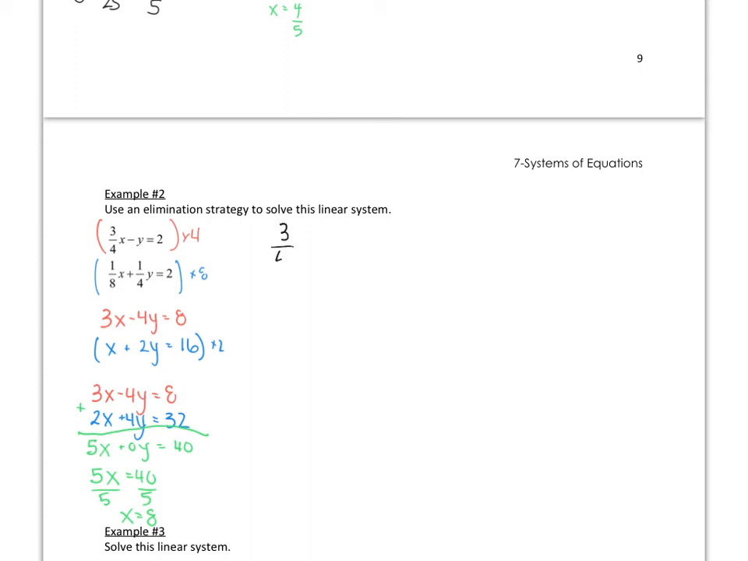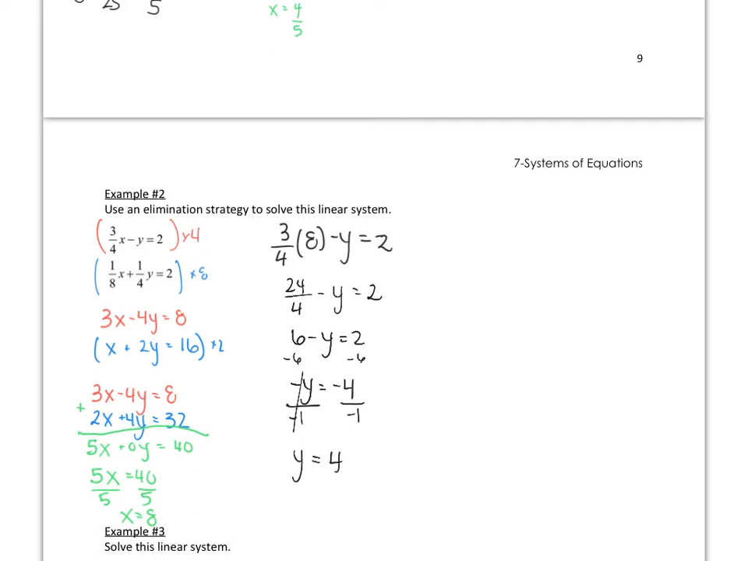So 3 over 4 times x, which is 8, minus y equals 2. 3 times 8 is 24 over 4. Excellent. We're going to be able to reduce that to 6. Solving for y, subtract 6 from both sides. I get that -y equals -4. I cannot solve for negative y, so I either need to multiply or divide by negative 1. Doesn't matter, it's the same thing. Just to get rid of this negative, we're left with y equals 4.